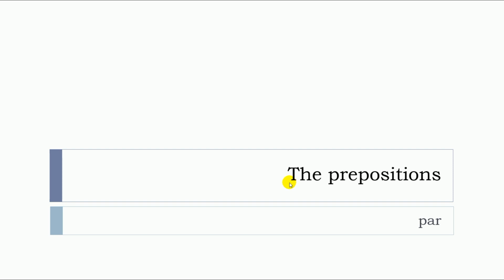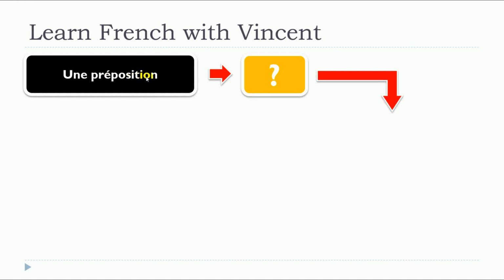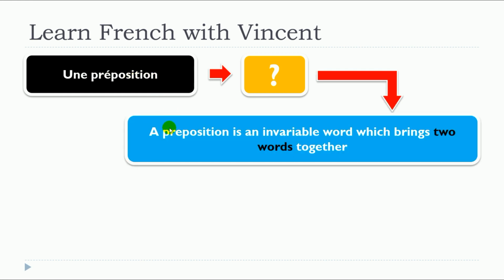In this lesson, we will see together the prepositions, but we will see more precisely par. So, of course, the first thing that we need to see together is what is une préposition? Well, a preposition is an invariable word which brings two words together.